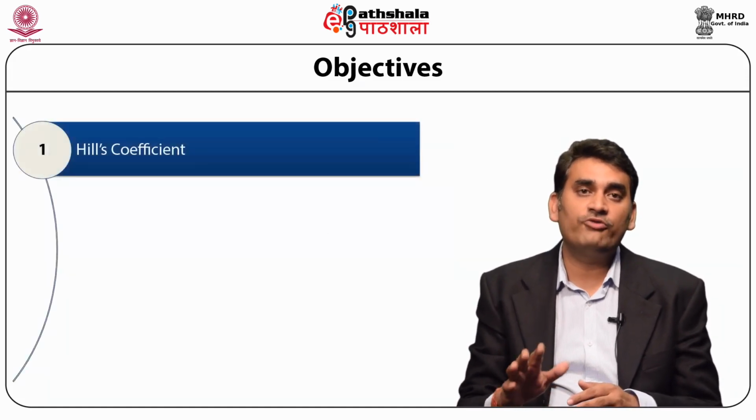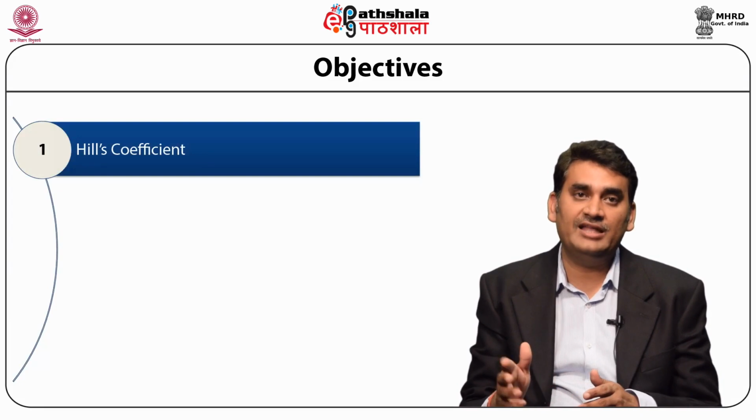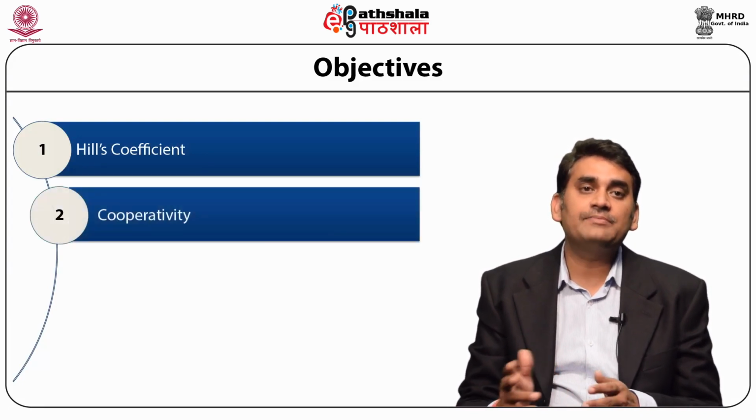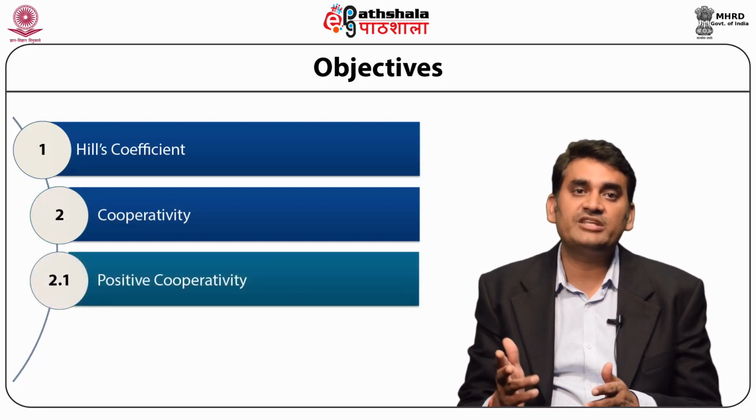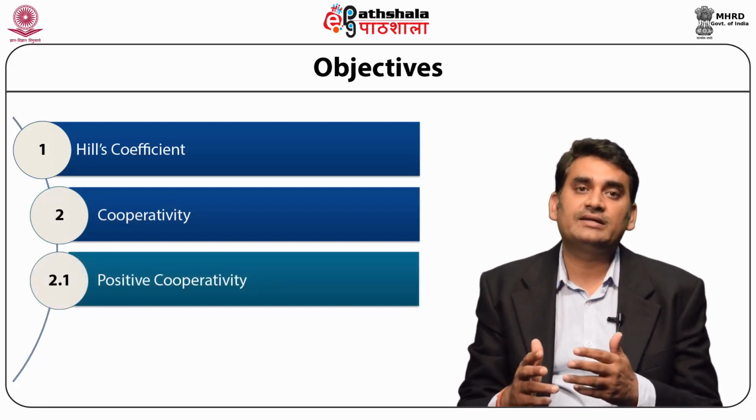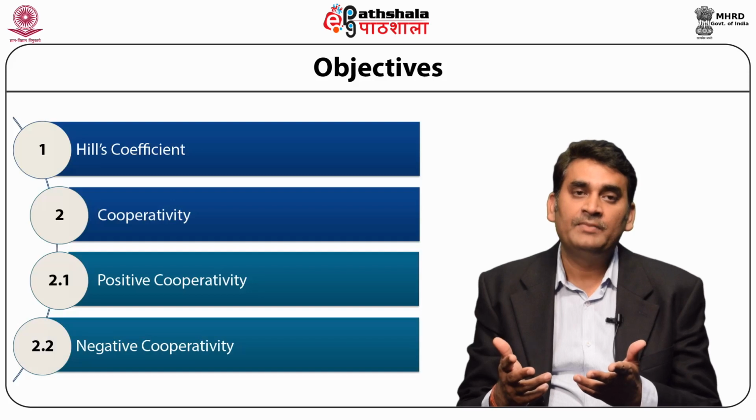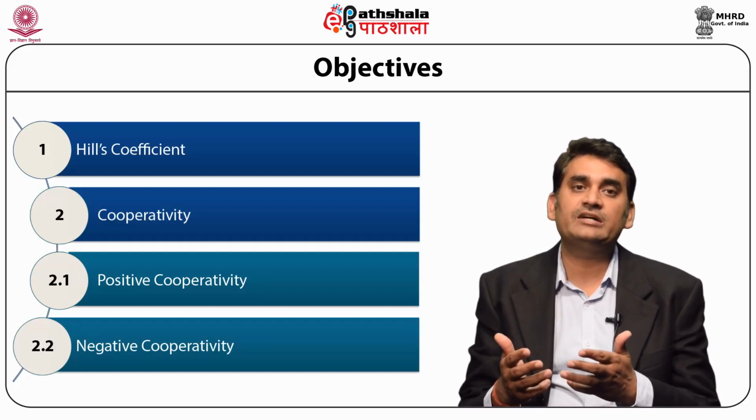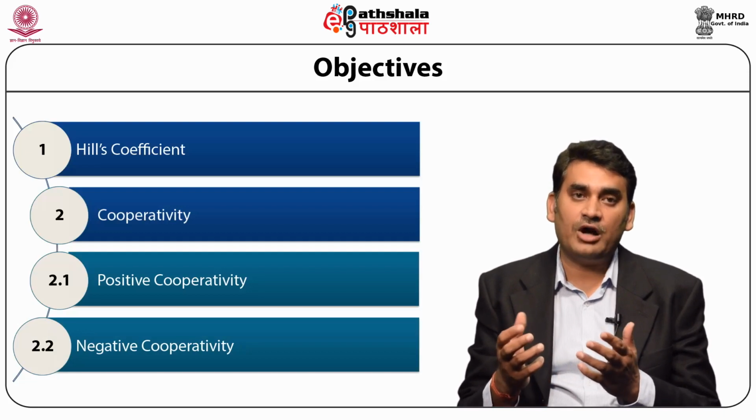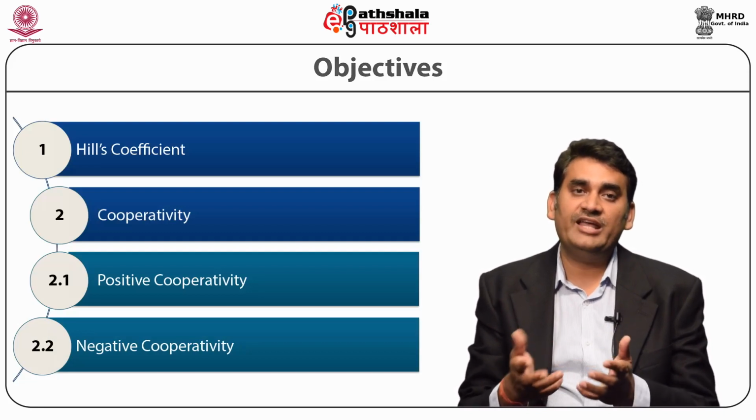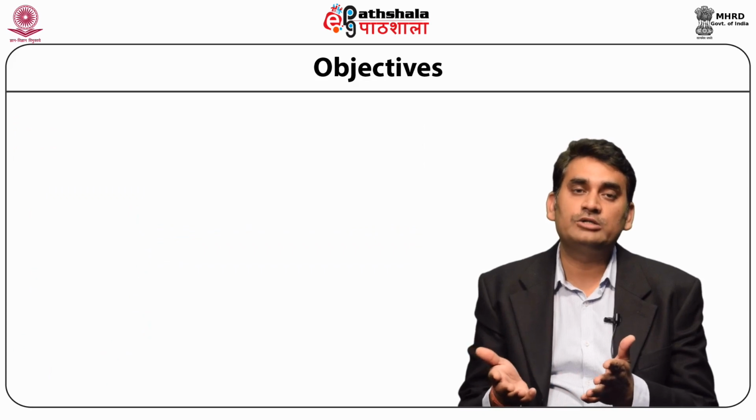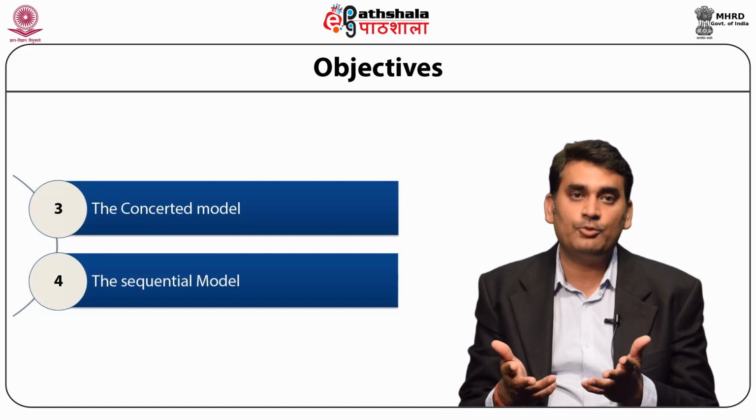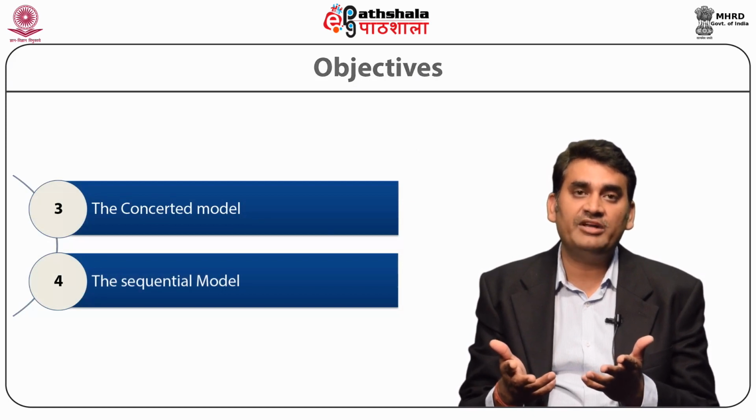The first is Hill's coefficient, which is derived from the Hill's equation, and then cooperativity, and then the types of cooperativity, like the positive cooperativity or the negative cooperativity. Then how these cooperativity, especially in terms of binding of oxygen to hemoglobin molecule, is defined in terms of models. So we will be talking about the concerted model and the sequential model of enzyme cooperativity or positive cooperativity.